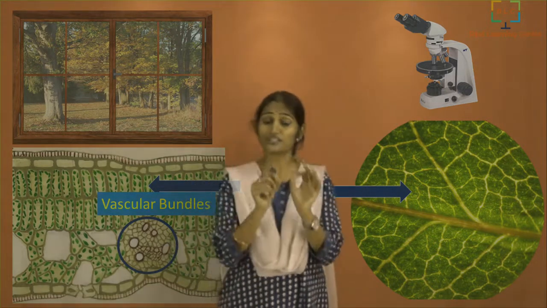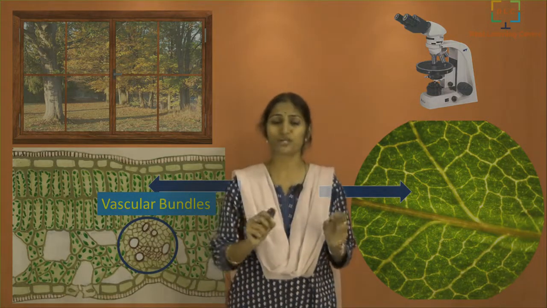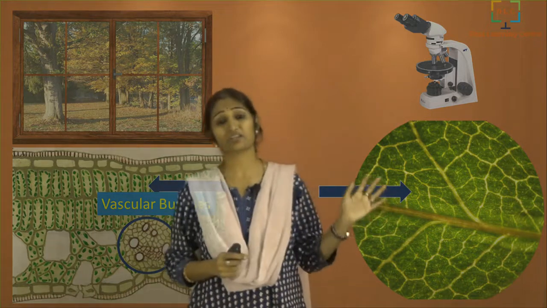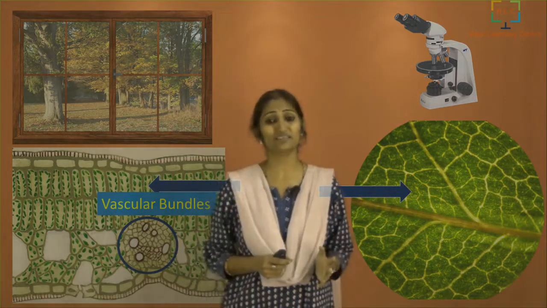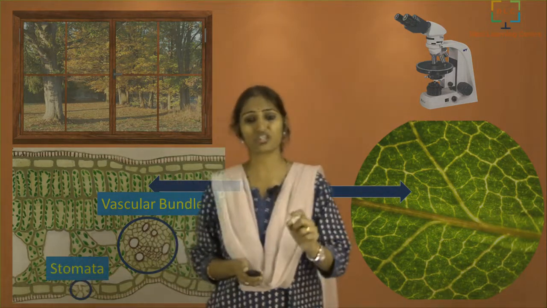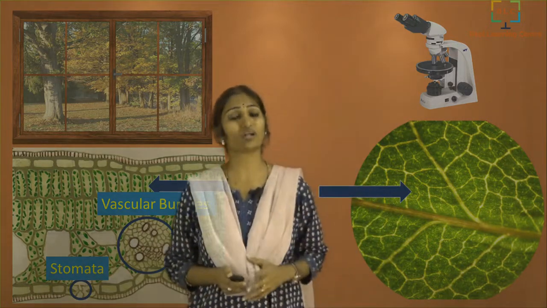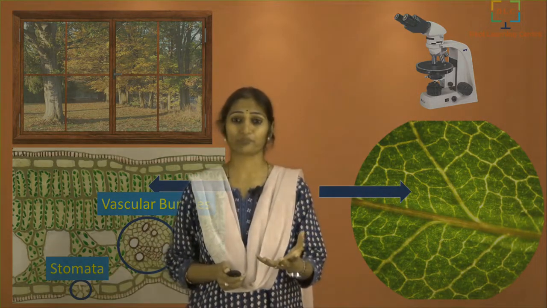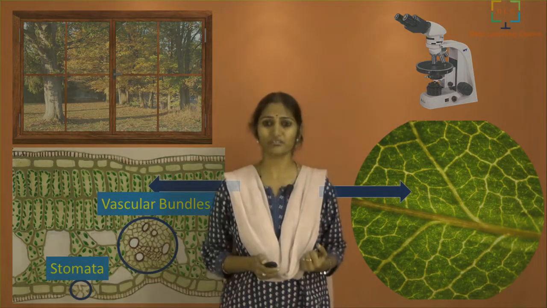Okay, now these vascular bundles have some pipes and tubes which actually help in transport of many things into and outside the leaf. There is also one more structure that you can see on the lower surface of the leaf, and that is called as stomata.